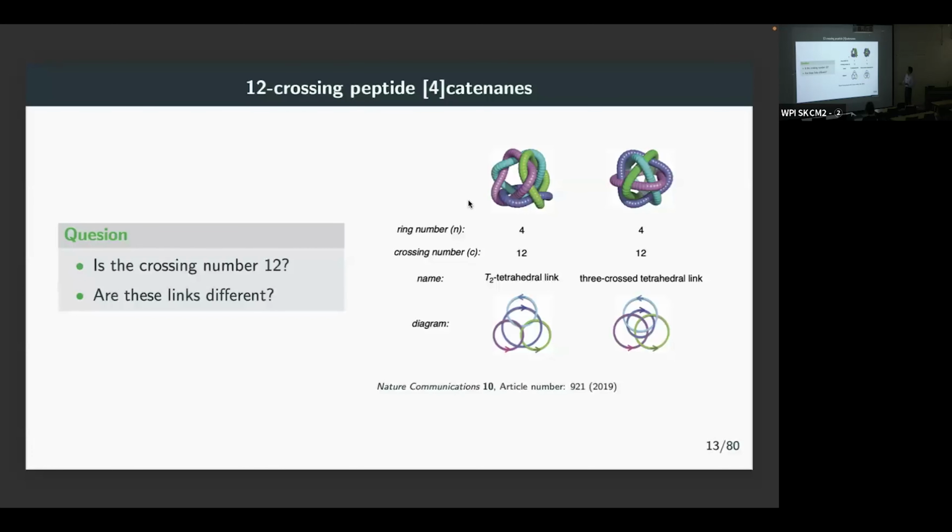And there are two questions. The first question is the complexity of the supermolecule. If you draw a diagram of this link, this is a diagram, it seems that there are 12 crossings. And the question is whether the minimum crossing number, that is, the crossings among all the diagrams of this link, is actually 12 or not. So those are the questions they asked. And we would like to answer this using knot theory.